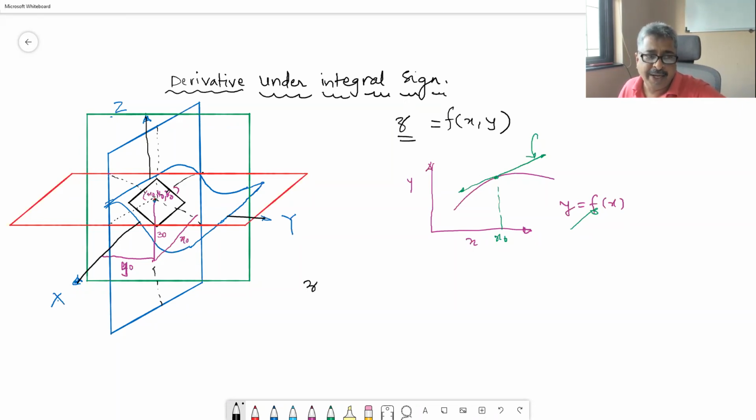therefore I should study the plane by studying the lines as f of x comma y naught. Understand this, z is equal to f of x comma y naught. That means I am in the plane, green plane. I am in blue plane, this plane, where y naught is constant. You see, where y naught is constant.